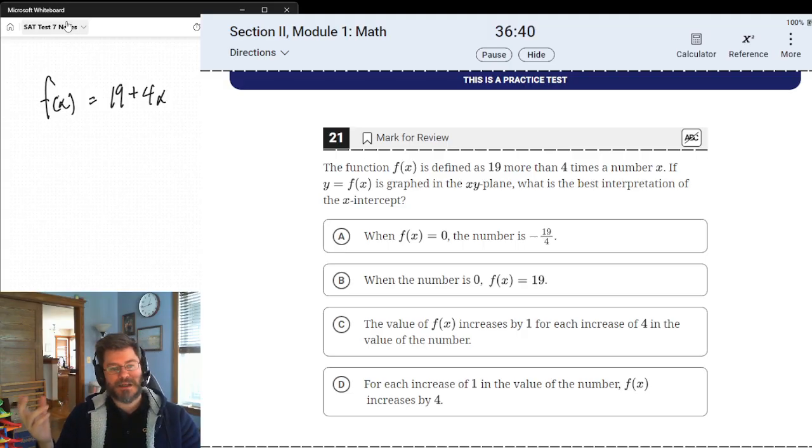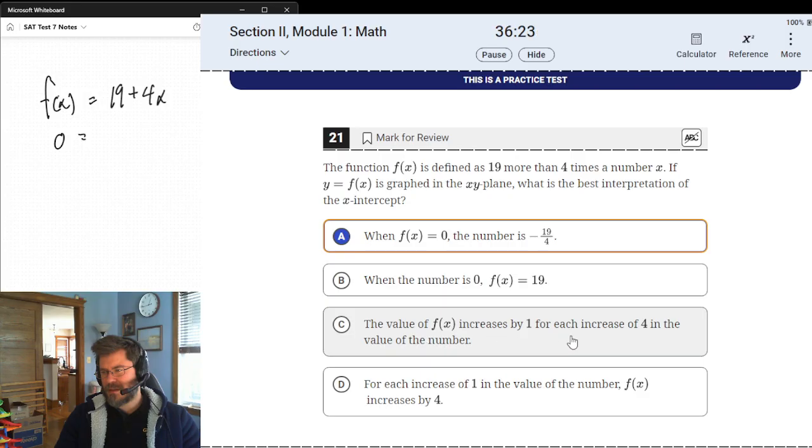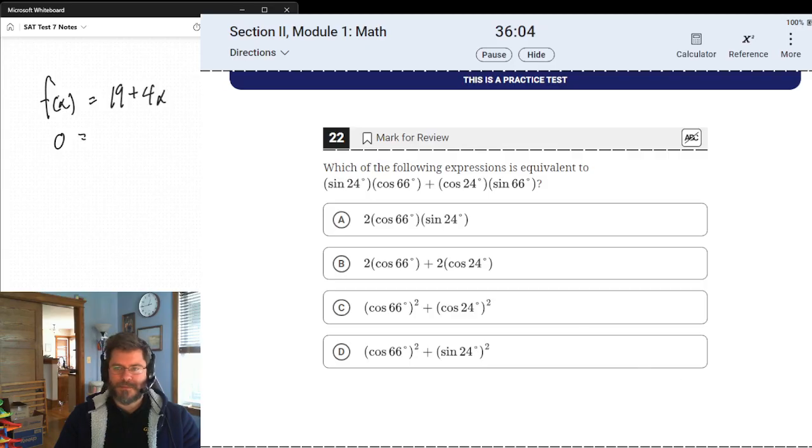Well, the x-intercept happens when y is 0. So if y is 0, then we'll get x equals -19 over 4. When the number is 0, the function equals that. C is an interpretation of the slope. D is an interpretation of the slope. D is the correct interpretation of the slope, but C flips it, and B is the y-intercept. We want the x-intercept. They put real properties of the function in there to throw people off who don't know their terminology. So learn your terminology.